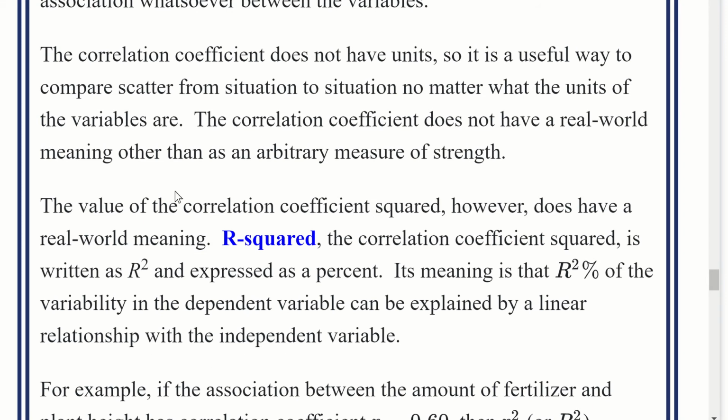Now that is difficult to comprehend, that's difficult to interpret, so there's an example below that, but I do want you to think about and probably even write down this very sentence, right? Its meaning is that a certain percentage of the variability in the dependent variable, that would be the y variable typically, the variation away from the line of best fit, a certain percentage of it can be explained by a linear relationship with the independent variable.